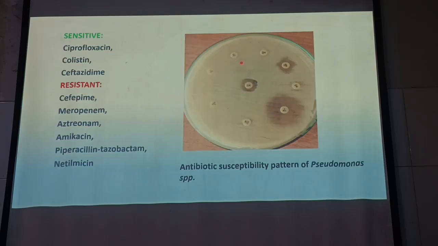This photograph shows the antibiotic susceptibility pattern of Pseudomonas species. Resistant antibiotics are cefepime, meropenem, aztreonam, amikacin, piperacillin tazobactam, and netilmicin. And sensitive antibiotics are ciprofloxacin, colistin, and ceftazidime.